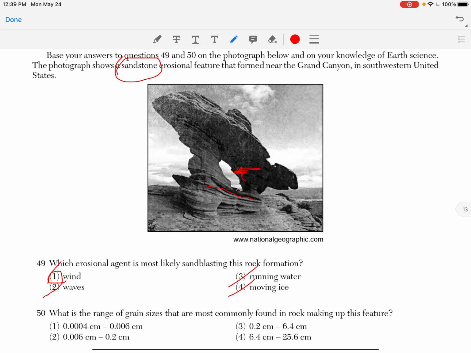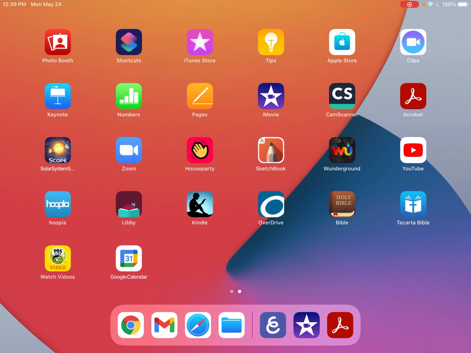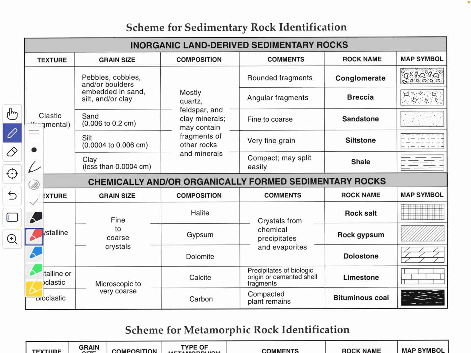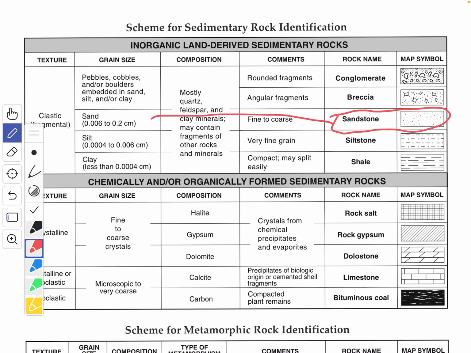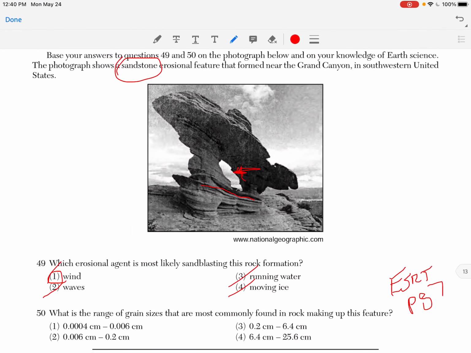The other question, number 50, is a reference table question, and specifically page 7 of your reference table, because this is a sedimentary rock called sandstone. We're going to look for sandstone to answer this question. So let's go to the reference table and take a look. There's the top of page 7, and sandstone is what we're looking at. And we're looking for the grain size of sandstone, which is made from sand, hence the name, 0.006 to 0.2 centimeters in diameter. And so we just go back to our test and say, okay, 0.006 to 0.2, that's number 2. So that's how you answer questions number 49 and 50.